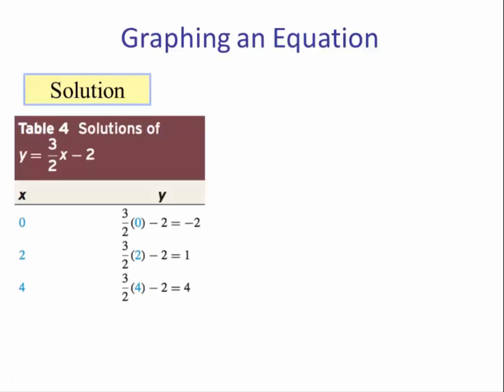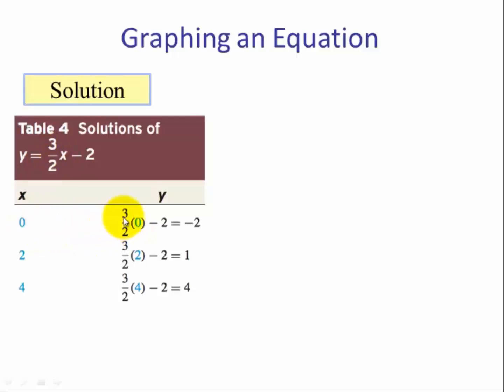So again, we pick points for our x: 0, 2, and 4. Now the reason why we're not using a 1 here is because we are dividing by 2, so we want to pick multiples of 2, so that way we don't have fractions.